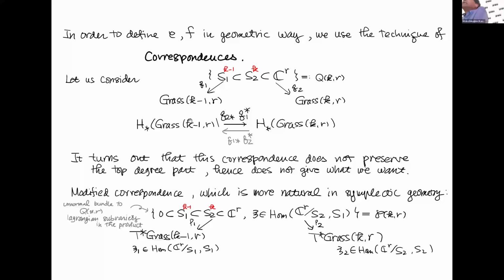Then you can define the homomorphism just in the same way. Because these spaces are non-compact, when you apply the Poincare duality, you must be a little bit careful. You must use cohomology with compact support for the Poincare duality. But otherwise, the construction is the same, right?